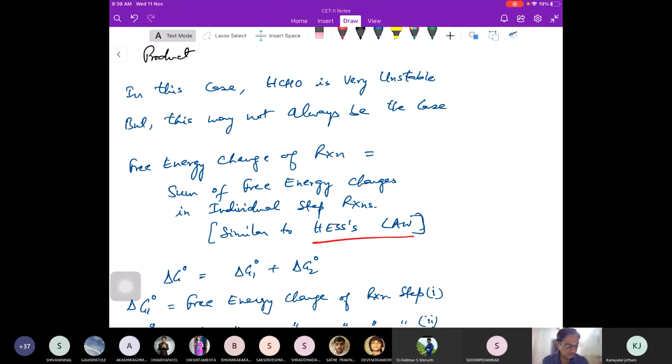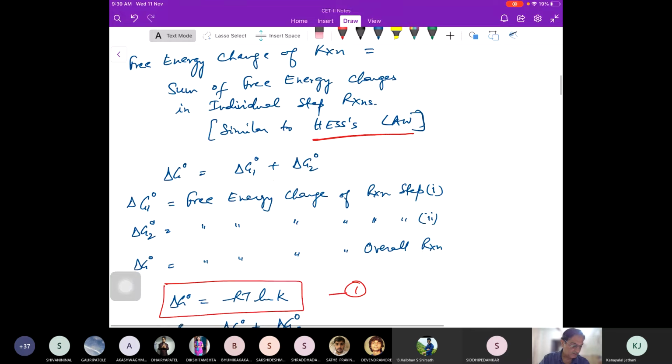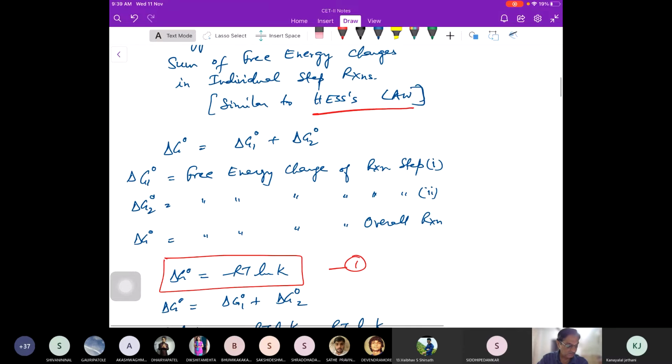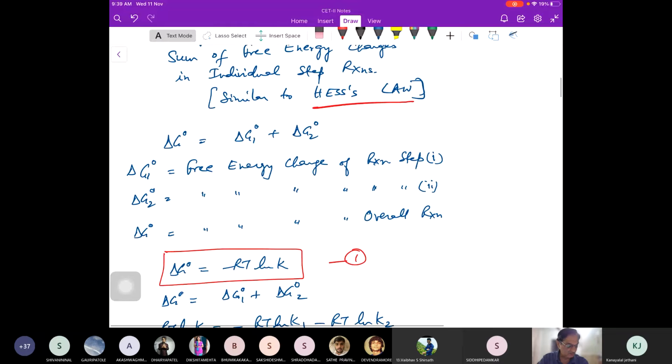Similarly, we can use the same thing for free energy change. Instead of heat of reaction, we're talking about free energy change of reaction, which is equal to the sum of free energy changes of individual steps, similar to Hess's law. Right? So delta G0 for the reaction is equal to delta G1 for step 1 plus delta G2 for step 2, where delta G0 is for the overall reaction.